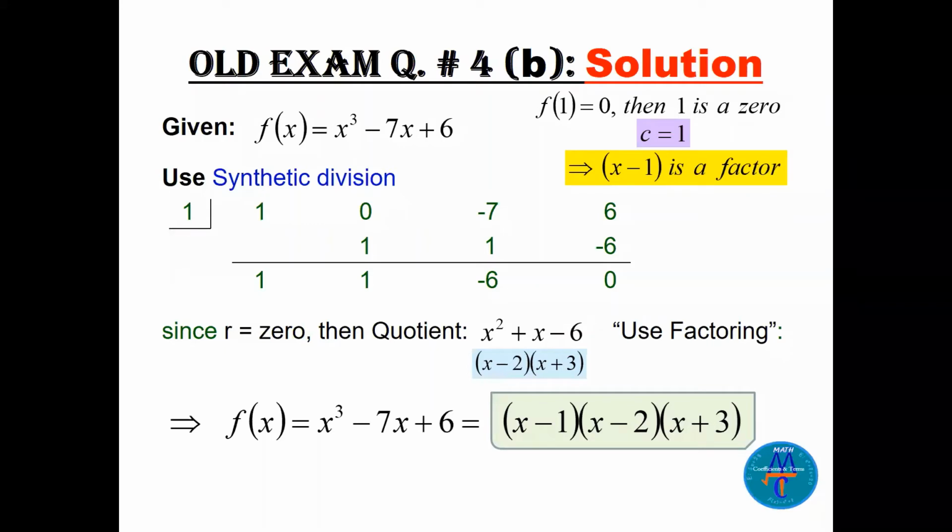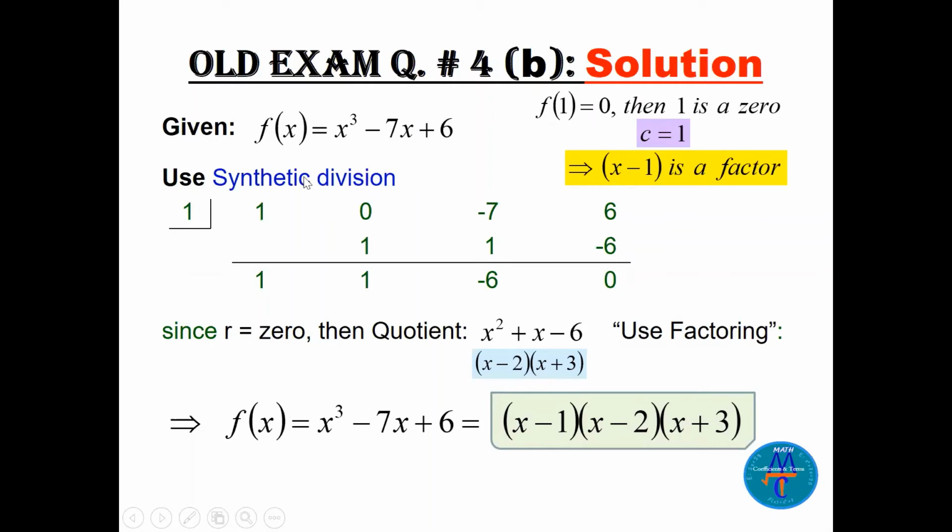Now here given f of 1 is equal to 0, then 1 is a 0. So on the c value, we put 1, and we know x minus 1 is a factor. So one of the factors would be x minus 1, given there. We need the other two factors. Since 1 is a 0, that means if we use synthetic division and divide, the remainder should be 0.